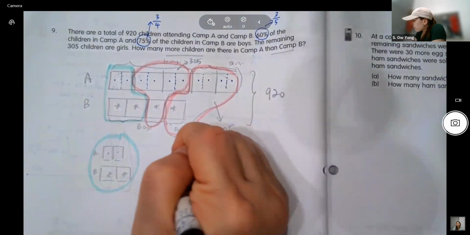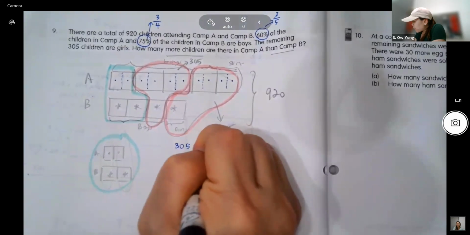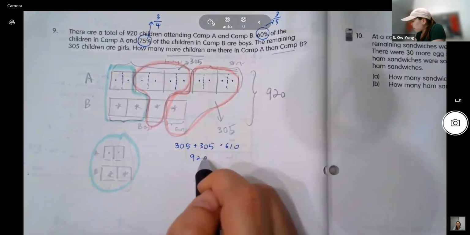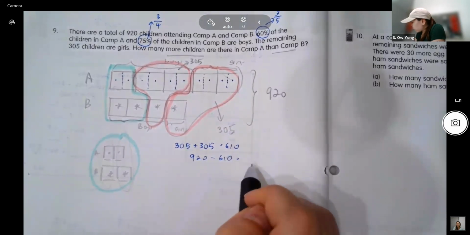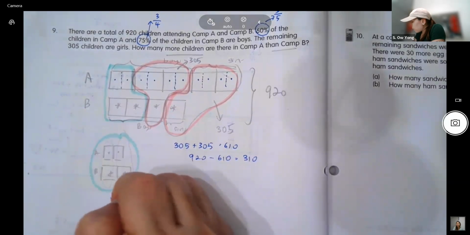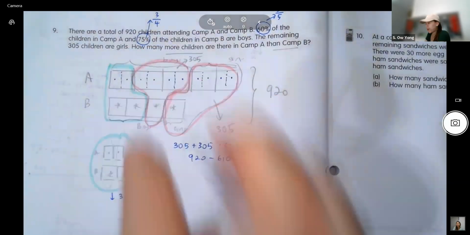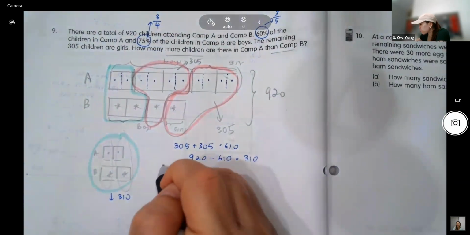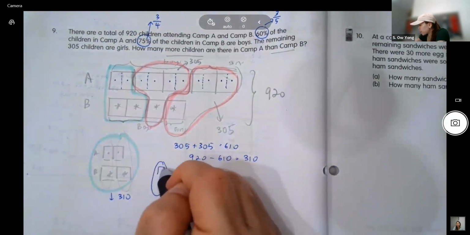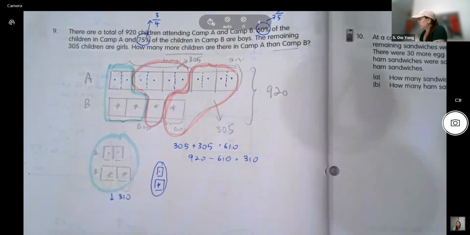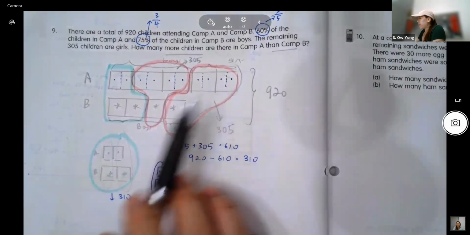You take 305 plus 305 to give you 610. Then you take 920 minus 610 to give you 310. Meaning the one in blue here, the whole big blue group is 310. But are you able to find just one group of dot and star? Because they did ask you how many more children are there in Chem A as compared in Chem B.